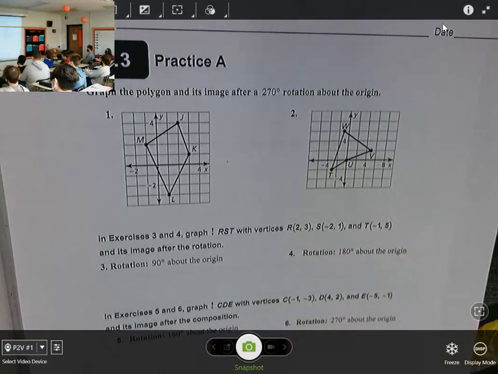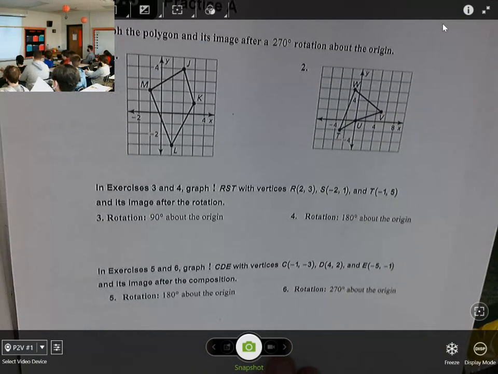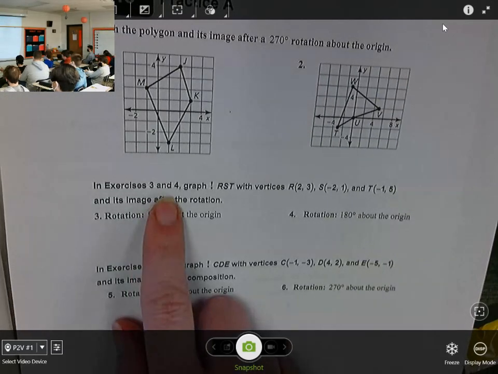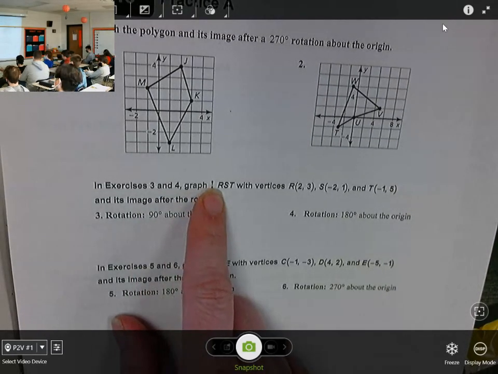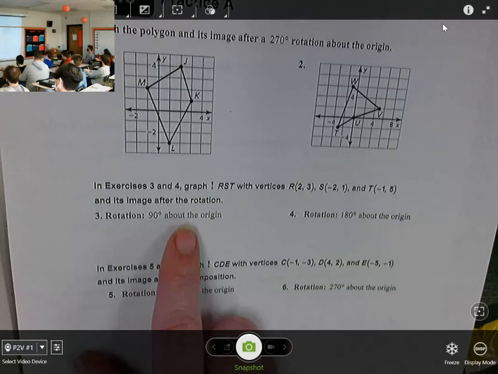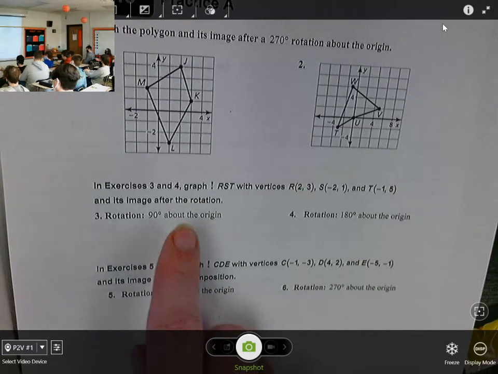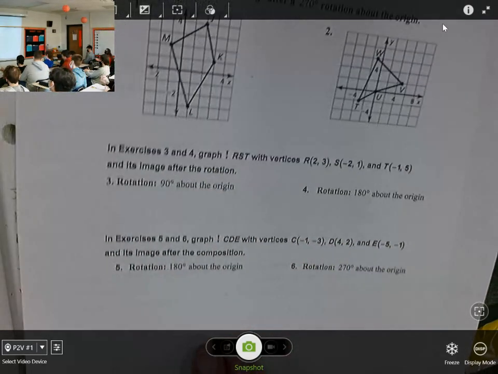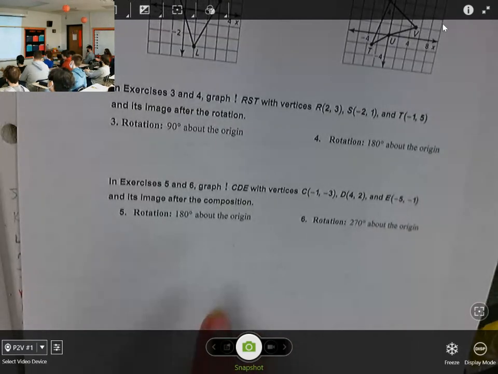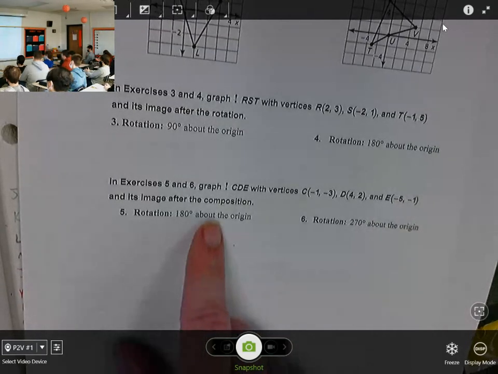This is actually a quadrilateral, not a triangle. I know it looks like a triangle, but it's a quadrilateral. And then it says in 3 and 4 graph that should say triangle RST and its image after the rotation. So a 90-degree rotation and then a 180. And then 5 and 6 graph triangle CDE and its image. It should say after the rotation.